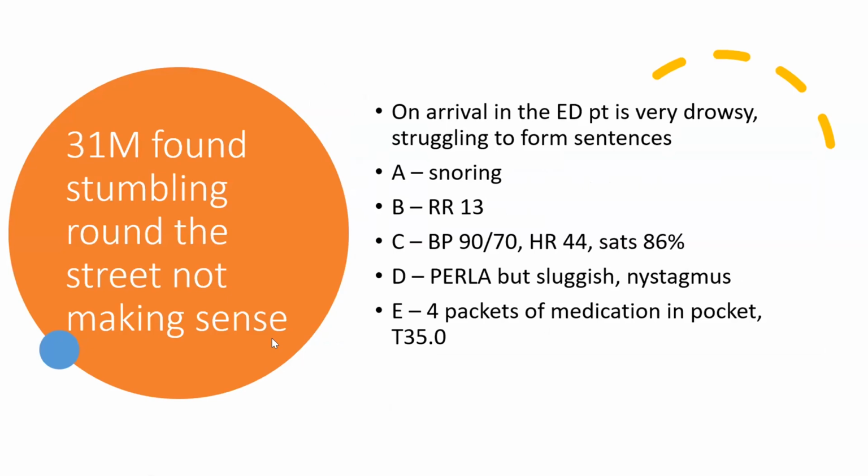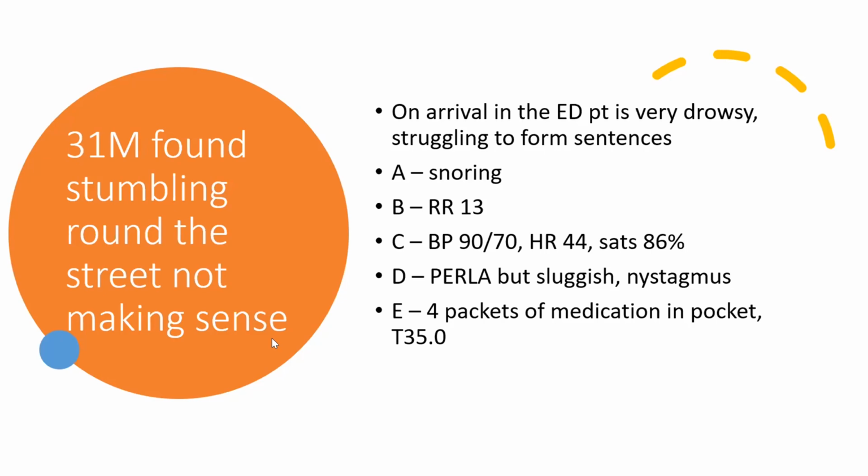He's found stumbling around the street, not making any sense. On arrival in the ED, the patient's drowsy, struggling to form sentences. A, his airway, he's snoring. Breathing, his resp rate's 13. Blood pressure is 90/70 and heart rate's 44. And his sats are 86%. His pupils are equal and reactive but sluggish, and he's got nystagmus. He's got 4 packets of a medication in his pocket that I'm not going to tell you yet, and his temperature is 35 degrees. What are the big red flags in this case at the moment?